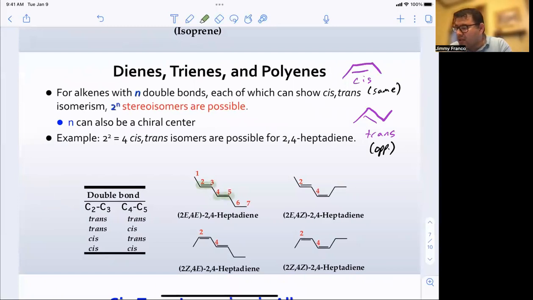And so these would be examples of trans double bonds. Do you see how this is pointing up and this one's down? Up and down. Same thing if we go through groups here and here.